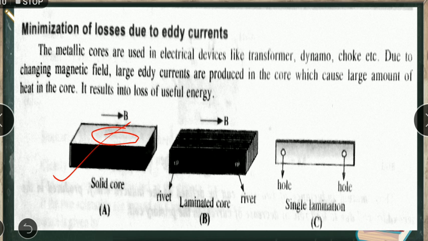Then this type of laminated core has small thin layers of the metal arranged one back to another in a parallel manner. So here the eddy current is divided over each surface. Each surface of the core will be insulated from the others, and the eddy current effect will be reduced.